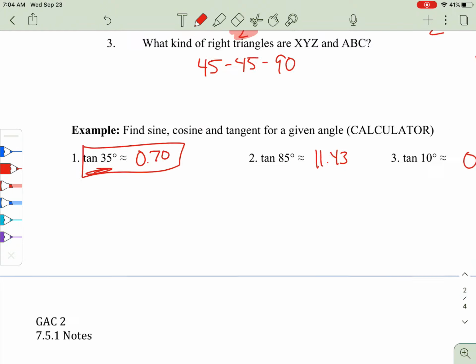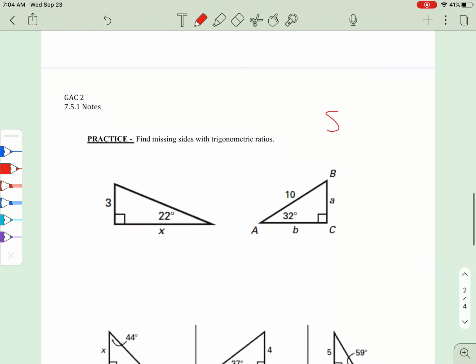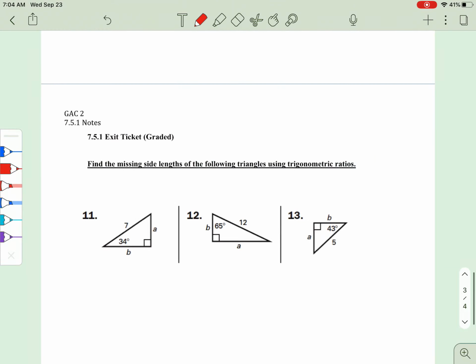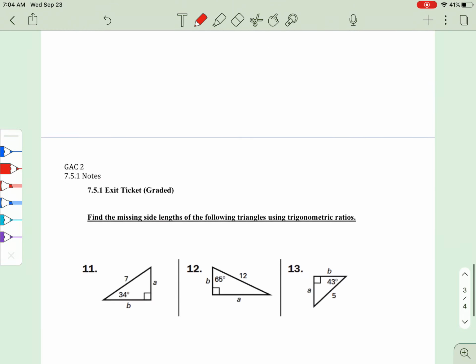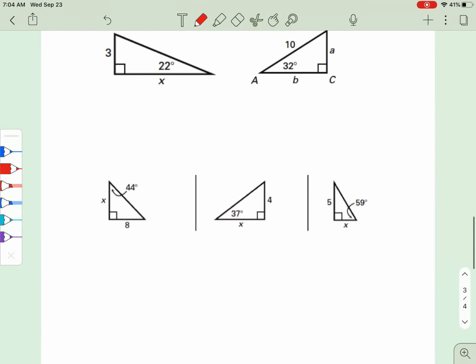All right, so you have a couple practice problems where you're going to use SOHCAHTOA to solve for the missing side length. Okay, you're just going to basically write the proportion that it would be. And then you have an exit ticket at the bottom as well.